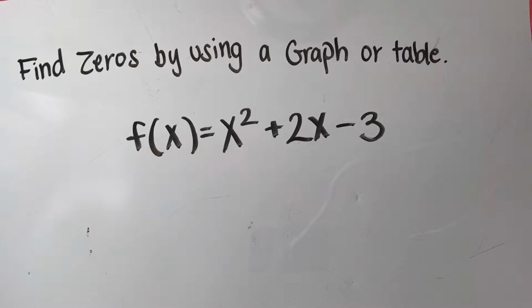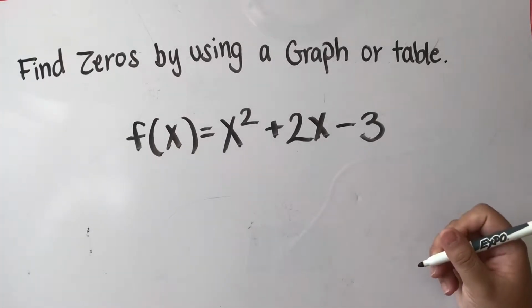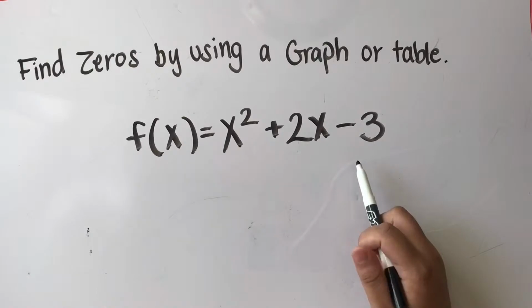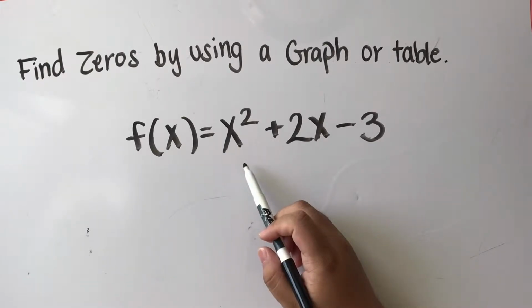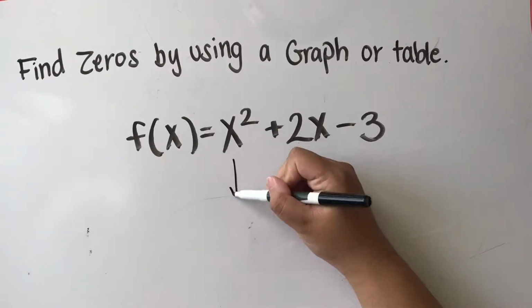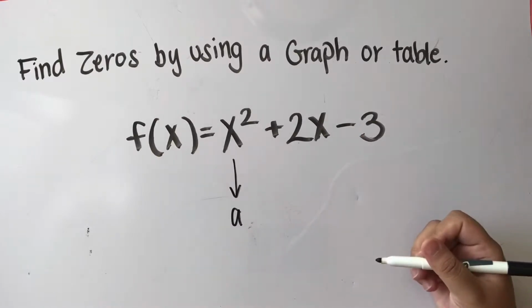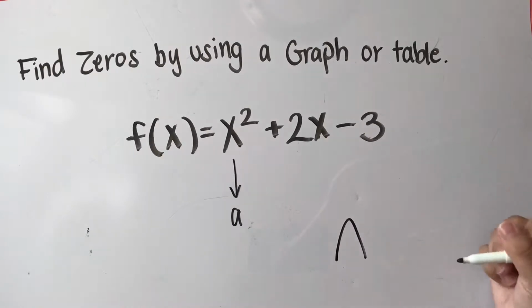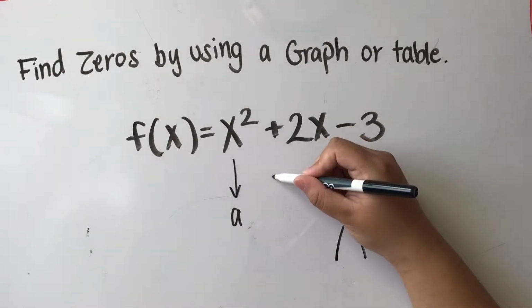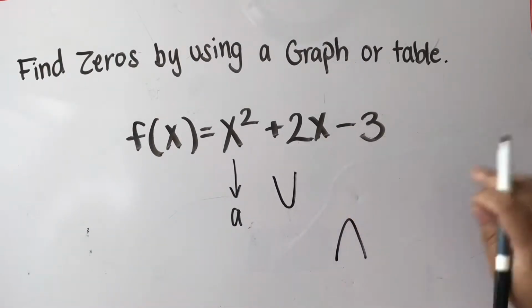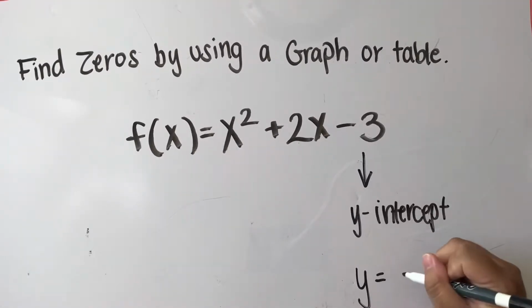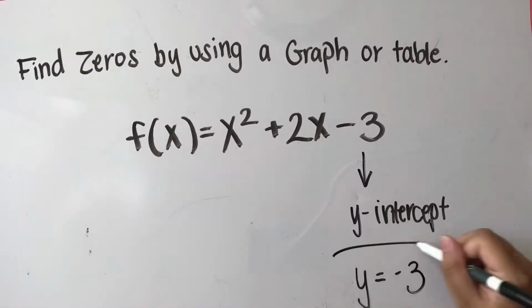It is basically a function that equals zero. So right here we have find zeros by using a graph or table. The first method that you would use is to graph the function. You can tell if the graph opens upward because a would be bigger than 0. If it's less than 0, then it opens downward like this. But right now for this problem, it opens upward on a graph. The -3 is the y-intercept, so y equals -3.